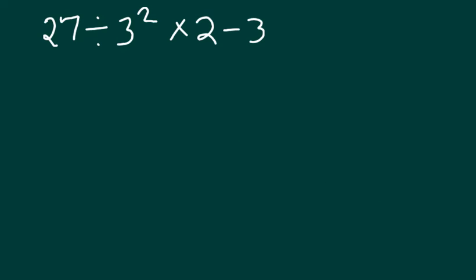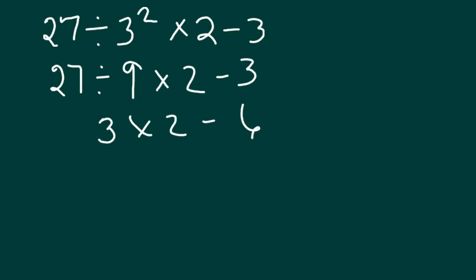Okay, here's a problem. There's no grouping symbols, no parentheses. First thing to do is the 3 squared. Write everything else down. Next thing is multiply and divide from left to right. So 27 divided by 9 is 3.